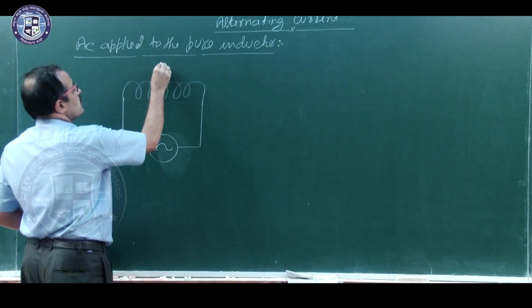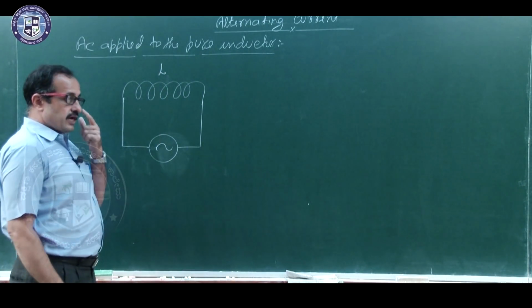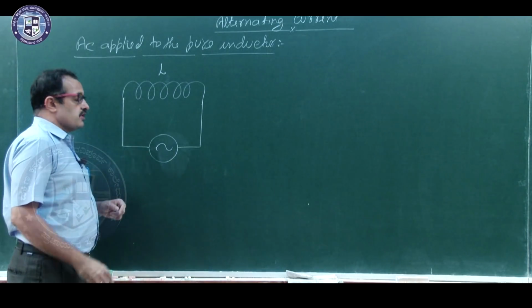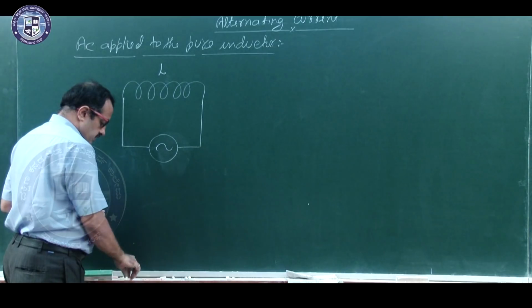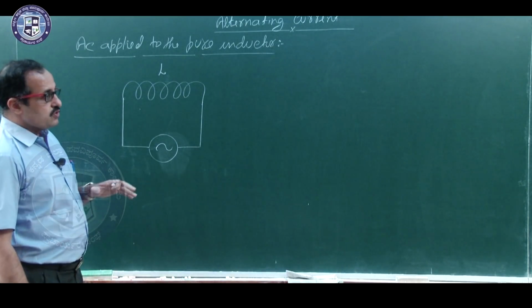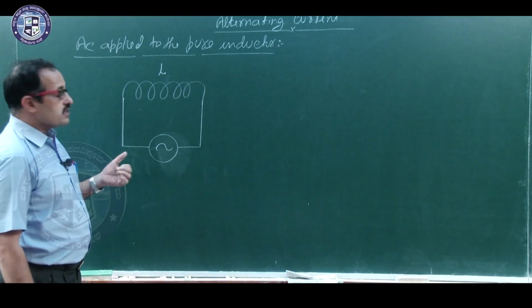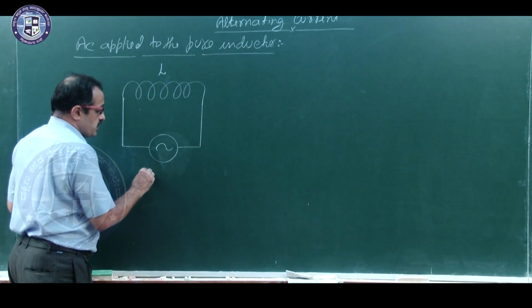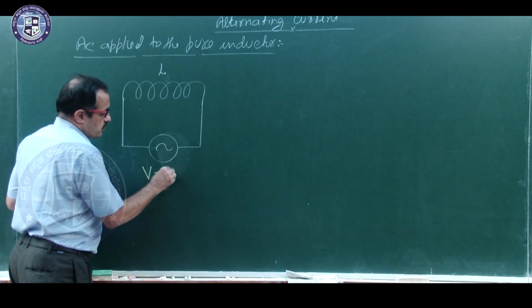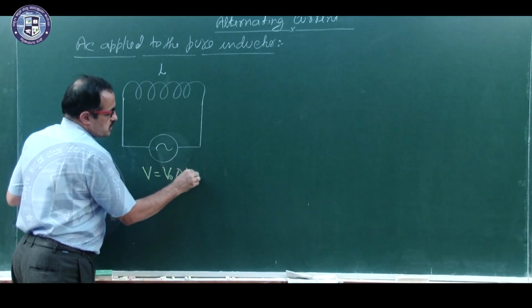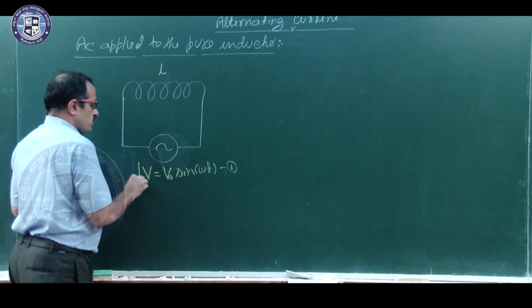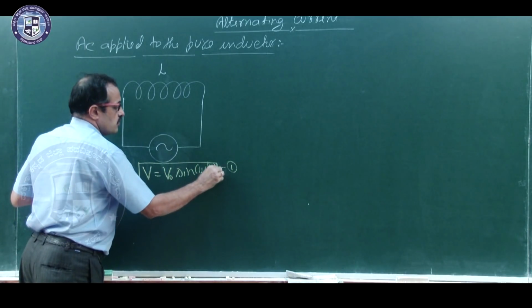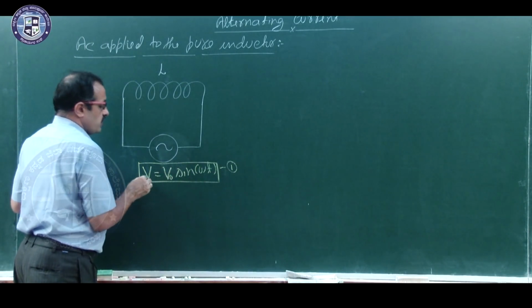Now, it is the inductor of self inductance L connected to the AC source. As said earlier, we start with the voltage and we derive the formula for current. So, what is the equation for voltage? V is equal to V naught sin omega t. It is the equation for voltage. From this, we derive the formula for current.